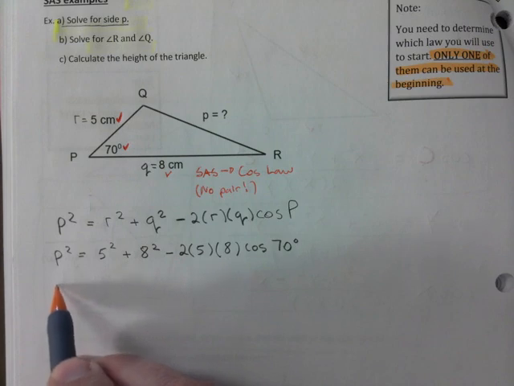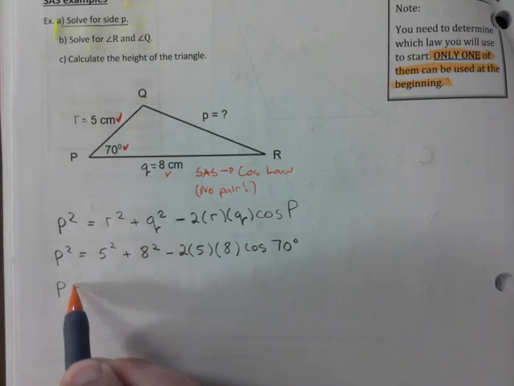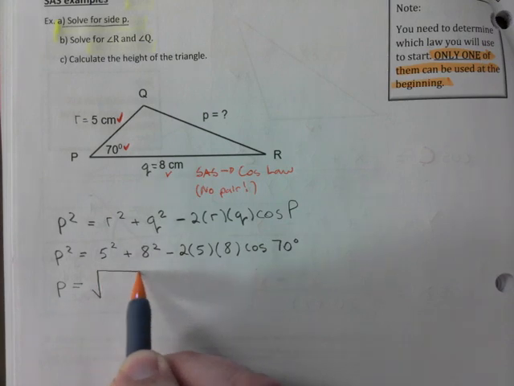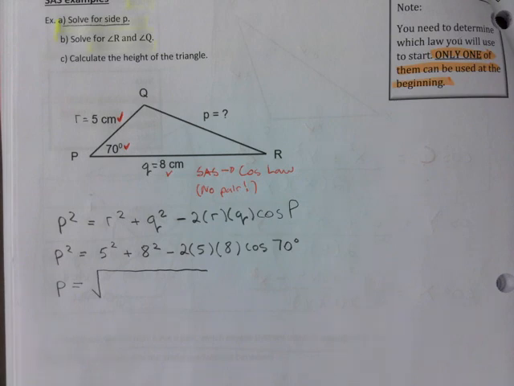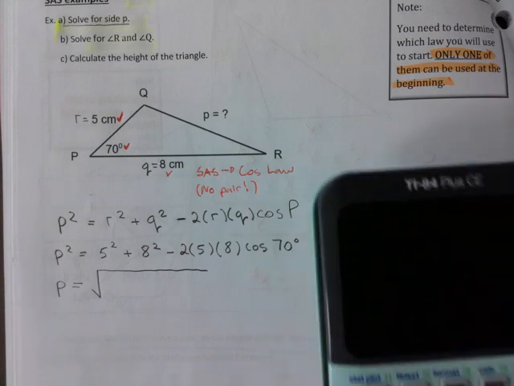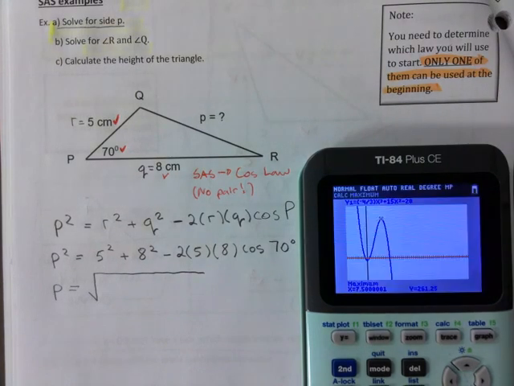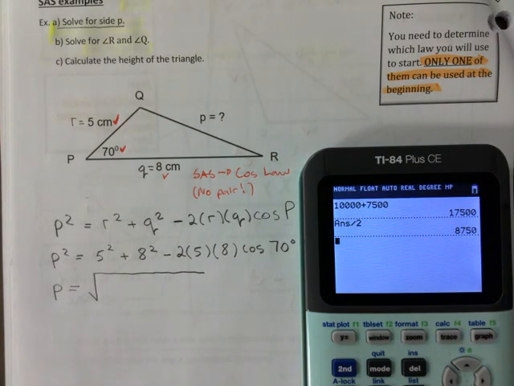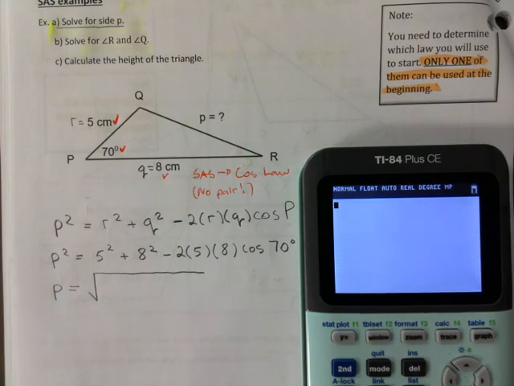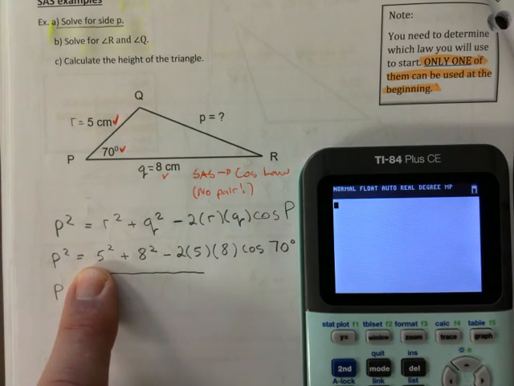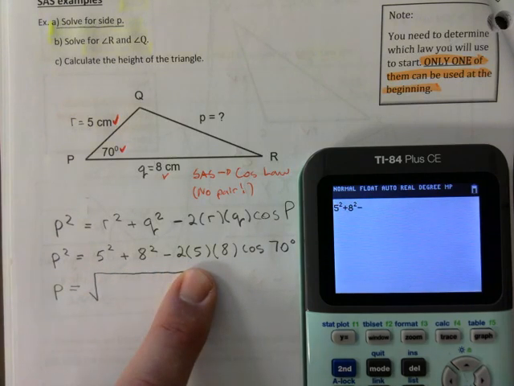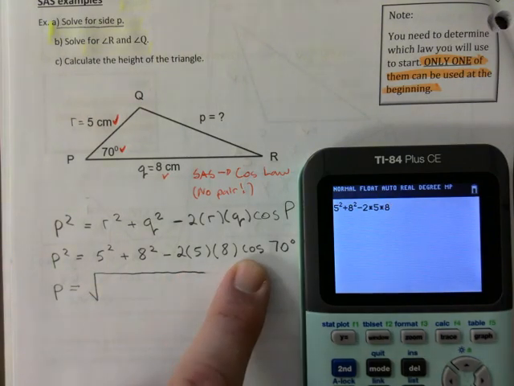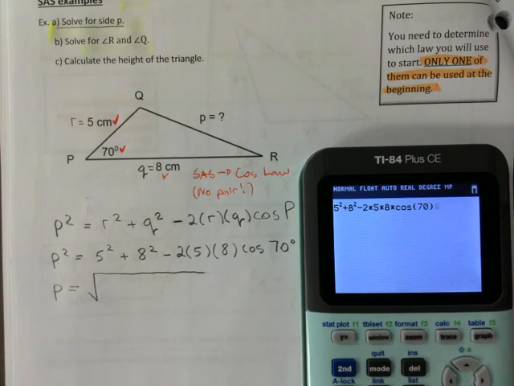So the next step is, watch this, P is equal to the square root of whatever this is. And because we have awesome calculators, we can actually enter all of this in one shot. So grab your calculators. Clear what's on my screen. I'm just going to enter it exactly the way it is: 5 squared plus 8 squared minus 2 times 5 times 8 times cosine of 70. I entered it exactly the way it was there.